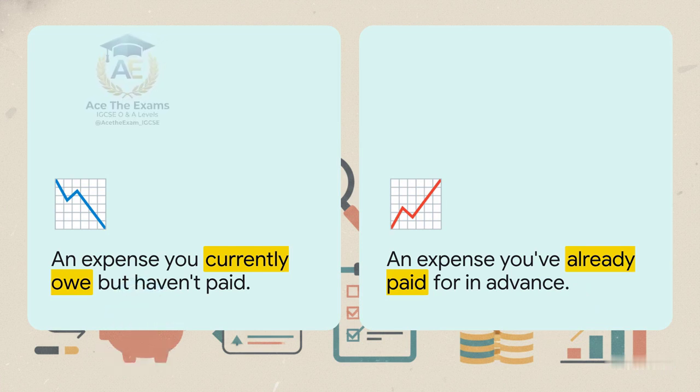So you must clearly distinguish between accrued and prepaid items, especially when applying the realization and consistency concepts to tricky scenarios. Let's use a clear example. An accrued item is an expense you owe but haven't paid yet, like an electricity bill for power you've already used. A prepaid item is an expense you've paid for in advance, like paying next year's insurance premium today. Getting these mixed up completely throws off your matching principle, and getting this right is exactly what separates an average paper from a brilliant A-star paper.